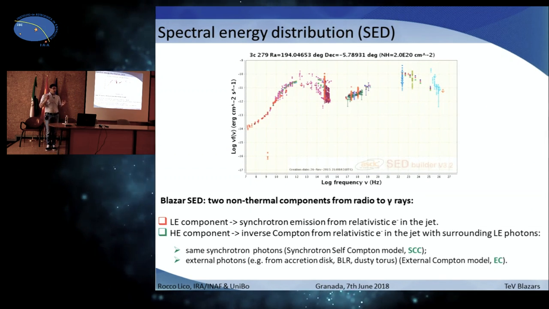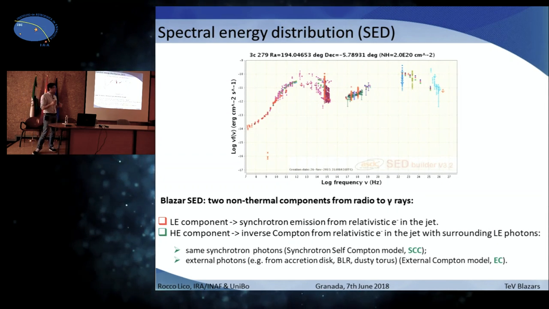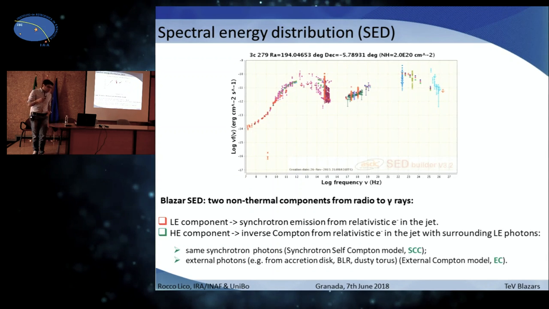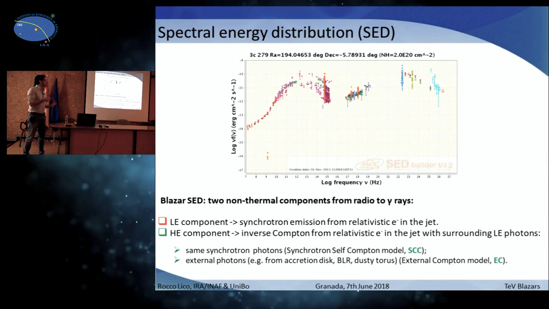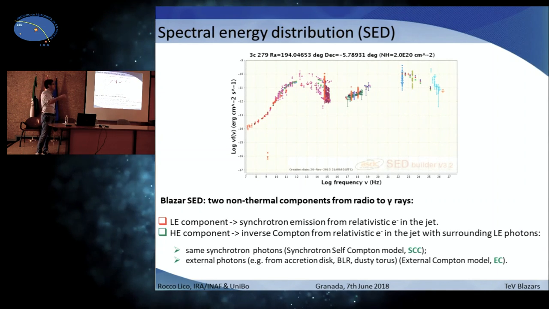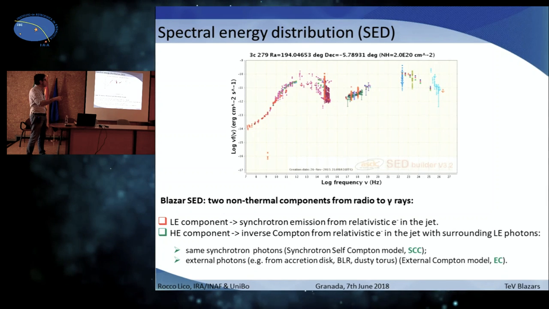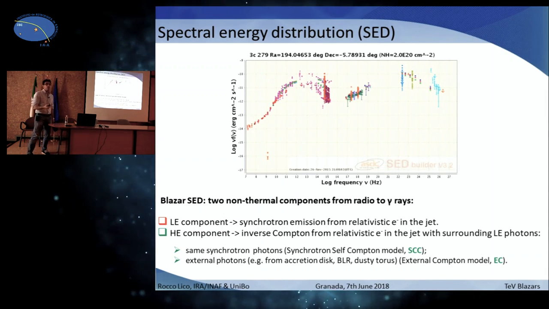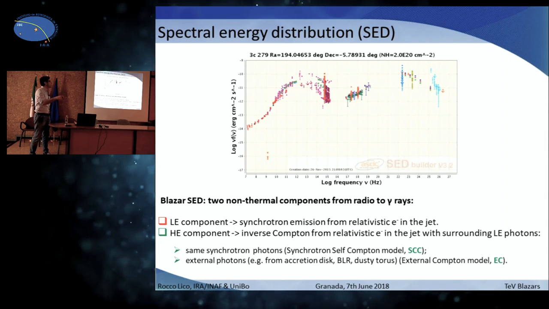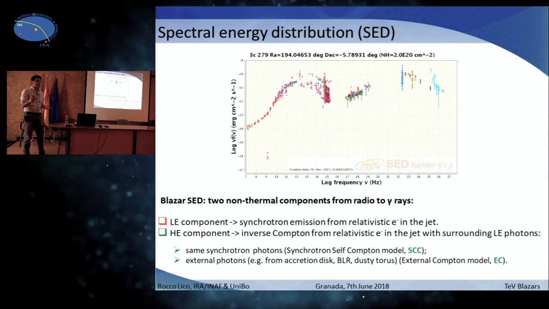So, we are talking about blazars, which represent a small fraction of AGN and of galaxies in the universe, but they are very peculiar. This is the spectral energy distribution of blazars, which is, let's say, the ID card of blazars. Because when we look at the SED of one blazar, we usually can identify two non-thermal components extending throughout the electromagnetic spectrum. The first low-energy non-thermal component is produced by synchrotron emission from relativistic electrons within the jet, while the high-energy component is thought to be produced by inverse Compton scattering of the electrons within the jet together with surrounding low-energy photons.